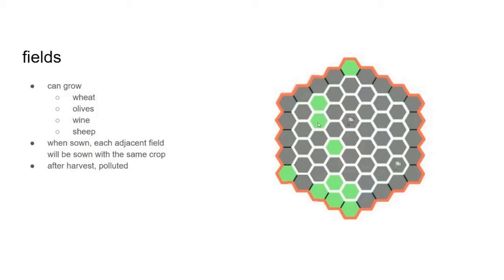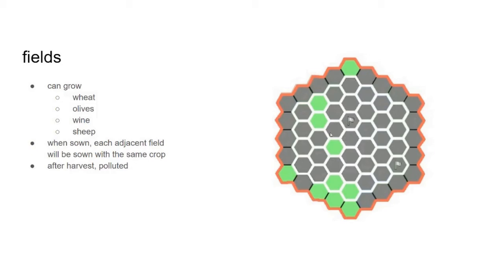When a resource is harvested from a field hex, that hex is now polluted, which means you can't grow anything on it. You can't graze anything on it. You can build on it. You can't build a woodcutter because there's no wood to cut, right? But you could build one of the other building types. But you can no longer harvest a resource from it until you've cleaned it.